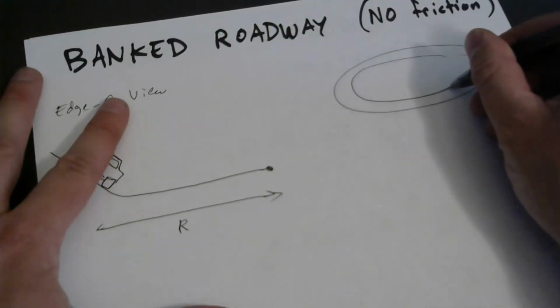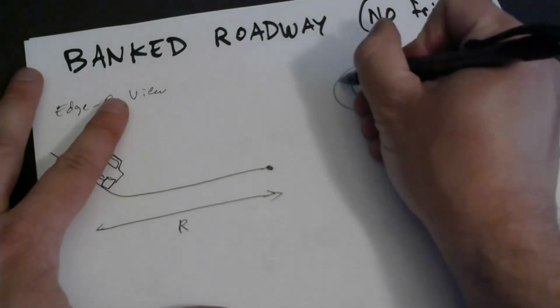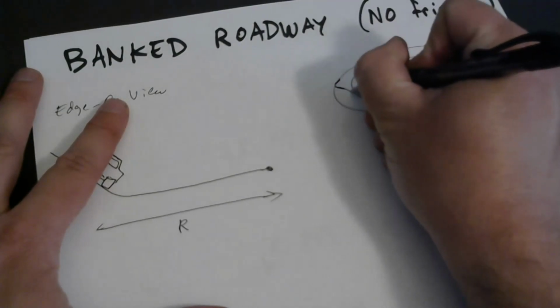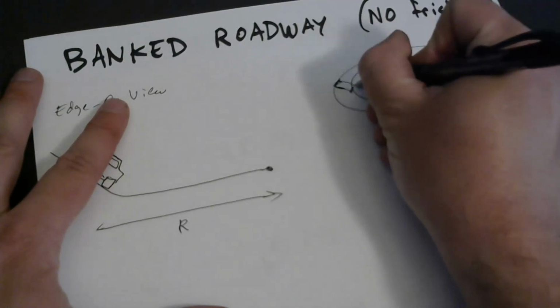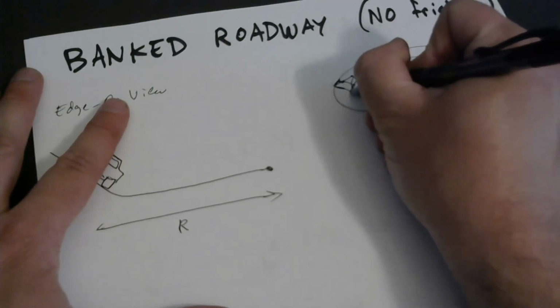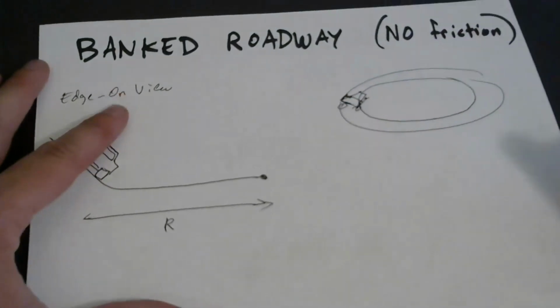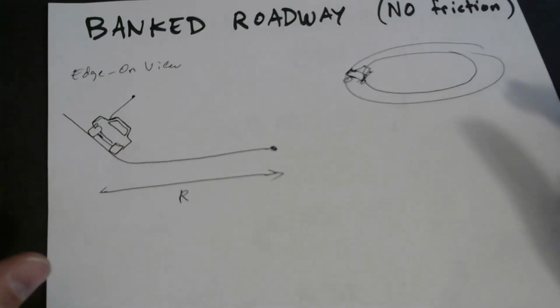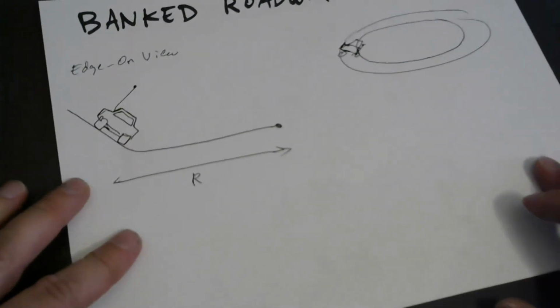I could try to draw, if this was the circular roadway, to signify that there's a bank angle, you could kind of draw your car tilted like this. Yeah, that's not any better. Look at the picture in your book, okay?